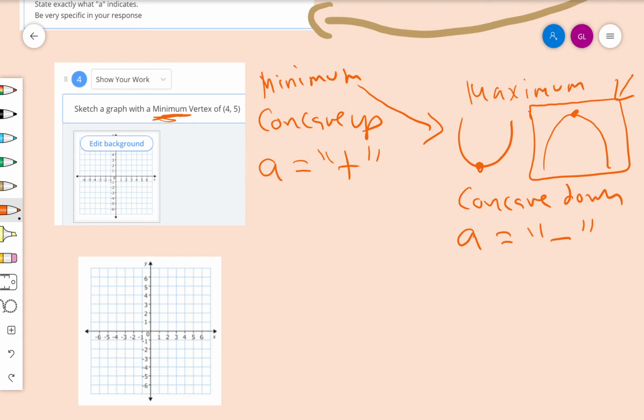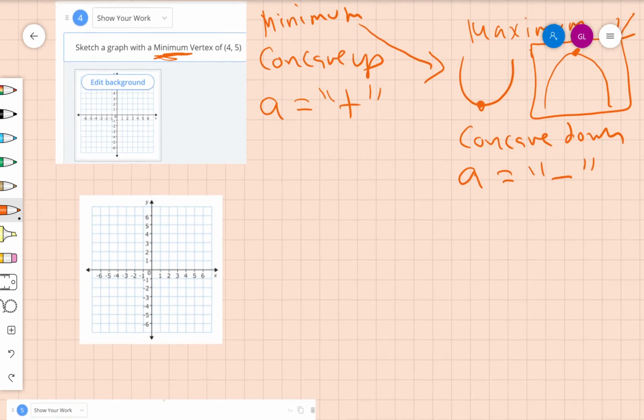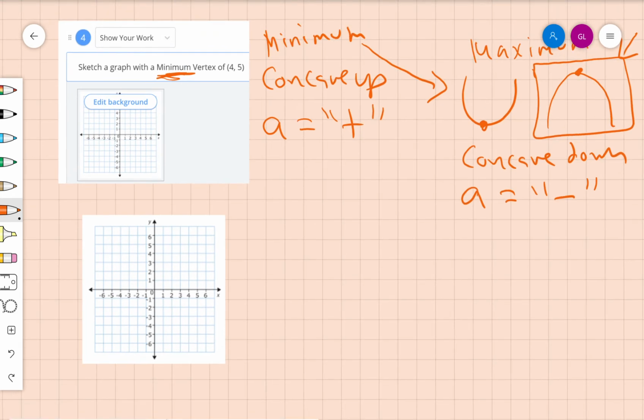So we've already talked about a couple of small things just based upon the word minimum and maximum. So that means that we can draw a sketch. Now, all I wanted was a sketch, so it didn't have to be accurate. You didn't have to have 5 points for this. So I just wanted to see what you were thinking.